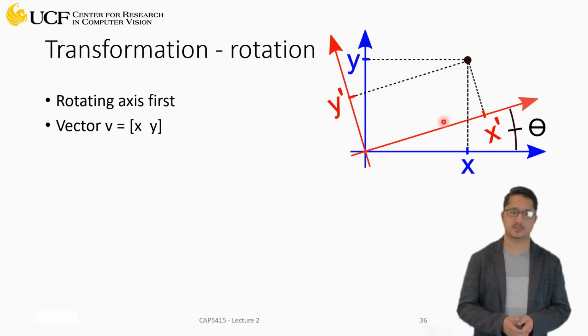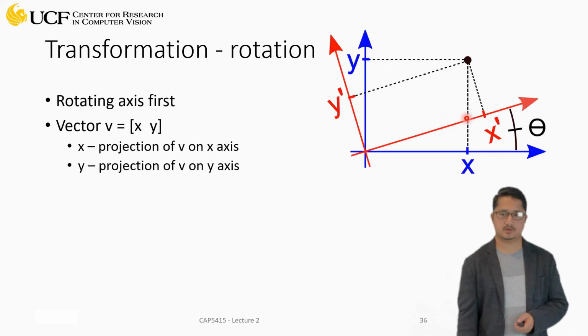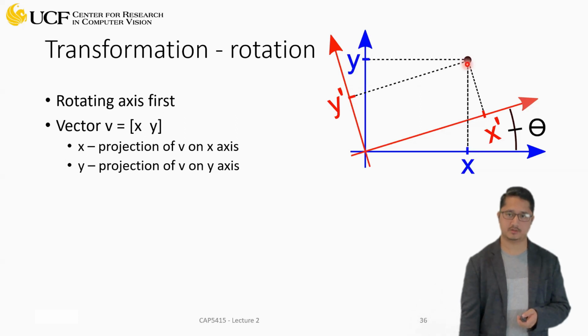Now, once we transform the axes, then what's going to happen is the axes are now not this blue one, but this red one. And the question is how we represent this point in this new rotated axes. Okay.